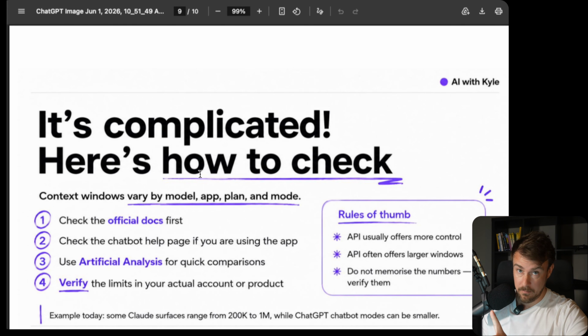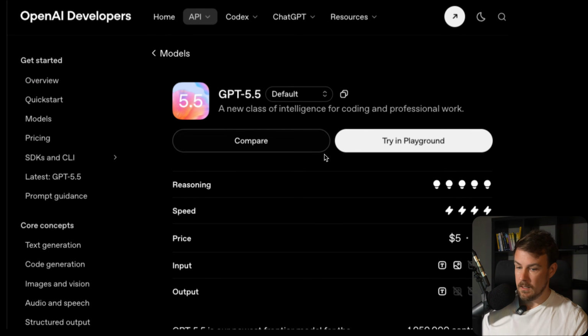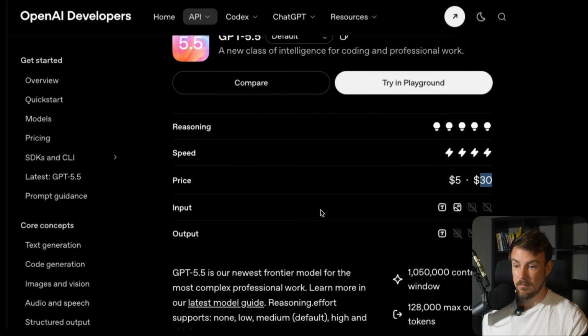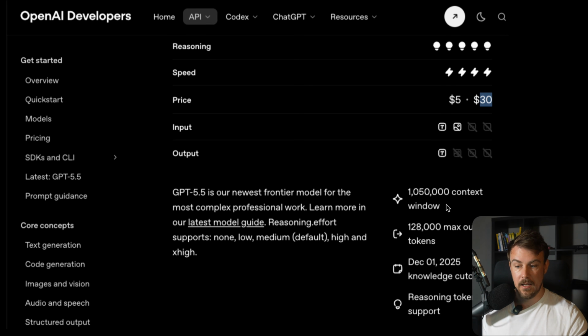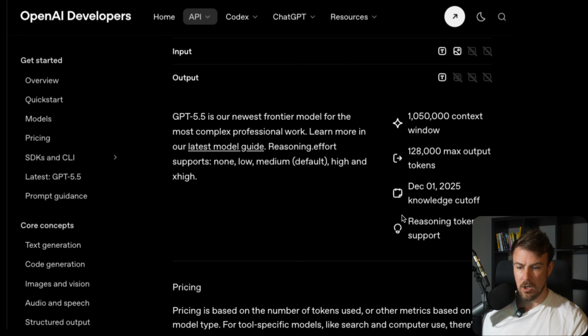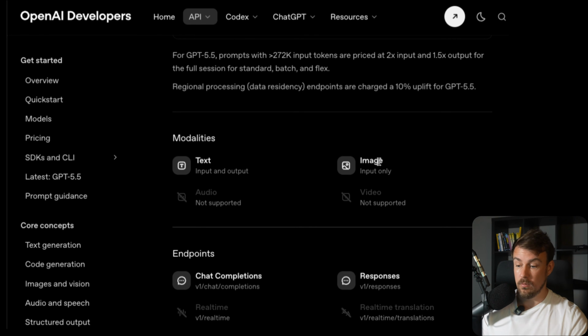So the best way to check the official context window size is via the official documents. So let's look up GPT 5.5 docs. Here we go. So it has the pricing. So $5 on the input, $30 on output. Here we go. And then we have a context window of 1,050,000, a max output of 128,000. That'll be in one chunk. So it has all of the information in here inside the official documentation.